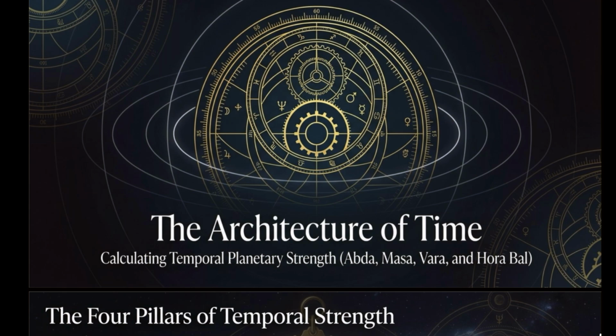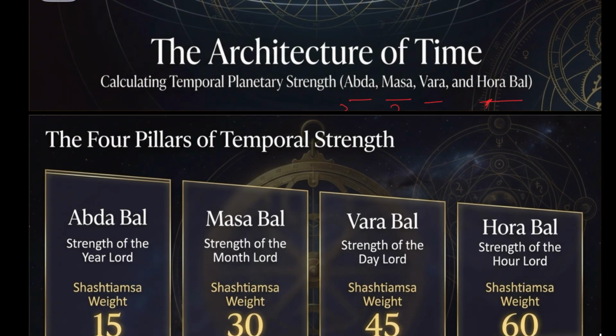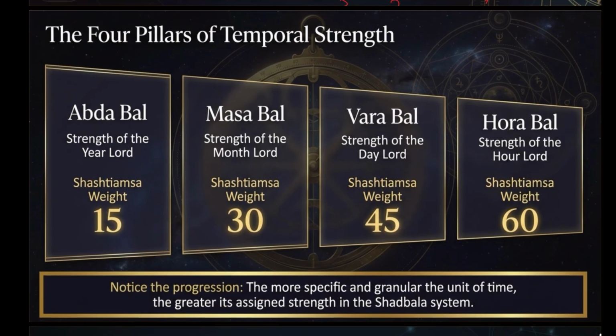Hello friends, today we will continue to learn the Kaala Bala and the next four balas which we can use to calculate: Abda Bala, Masa Adhipati Bala, Vara Adhipati Bala and Hora Bala. Abda means year, Masa means month, Vara means day and Hora is the time interval. So these are the four pillars in which the year lord or Abda gets 15 Sastyamsha, Masa Bala gets 30 Sastyamsha, Vara gets 45 and Hora gets 60 Sastyamsha.